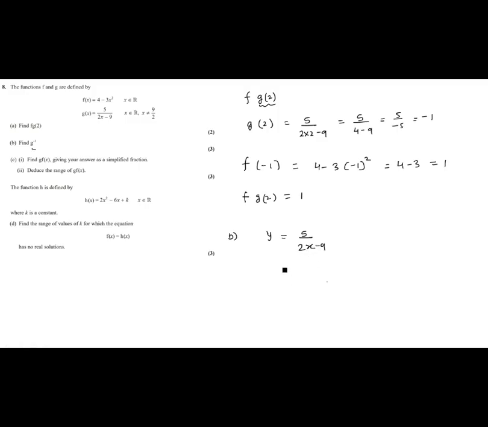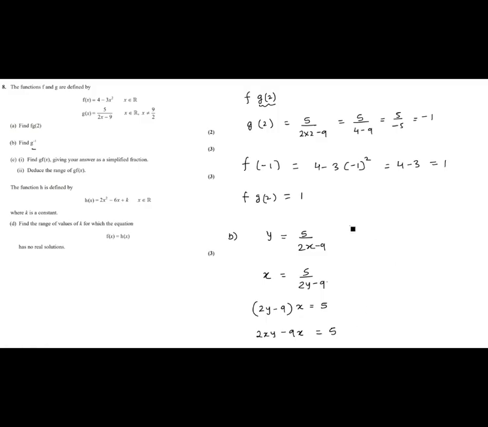Now swap x and y. So you can write x equals 5 over 2y minus 9. Then multiply both sides by 2y minus 9. Now we need to make y the subject here. So (2y minus 9) times x equals 5. Then you expand the brackets, so it becomes 2xy minus 9x equals 5.